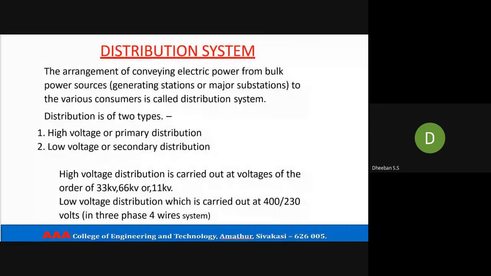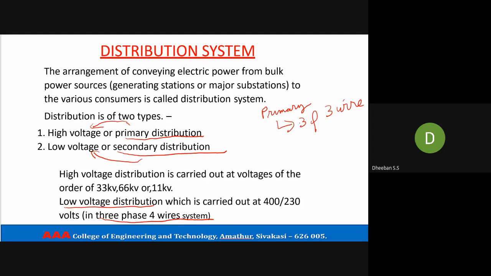As I said, your distribution system is of two types: primary distribution and secondary distribution. Your primary distribution will operate with the high voltage, whereas your secondary distribution will operate with the low voltage. For the low voltage distribution, they will make use of a three phase four wire system. Up to your primary, they will be using three phase three wire. In your secondary, they will make use of a three phase four wire system.